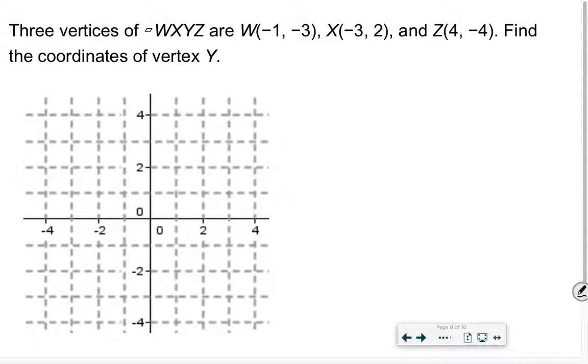It says 3 vertices are given. Find the coordinates of the 4th vertex, Y, knowing what we know about parallelograms. So let's go ahead and just draw them in. Don't connect them yet. Do not connect them. Just draw them in and label them.